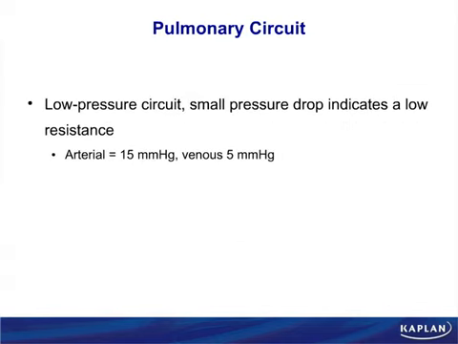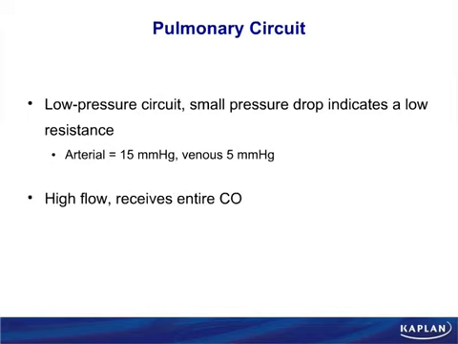Okay, when you think pulmonary circulation, the first thing I want you to think in your mind is veins. The pulmonary vasculature, even the arterial side, is structurally more like veins, so it's going to behave like veins. It's a low pressure circuit. Notice we have a small pressure drop. That means a low resistance.